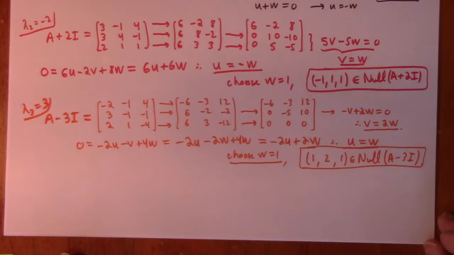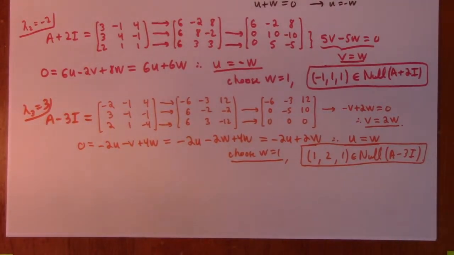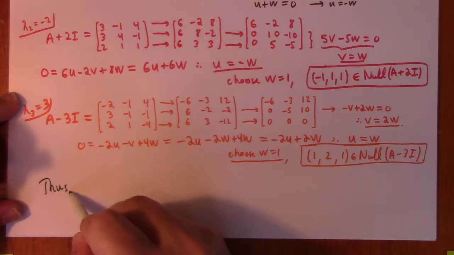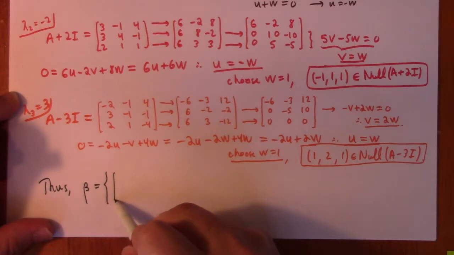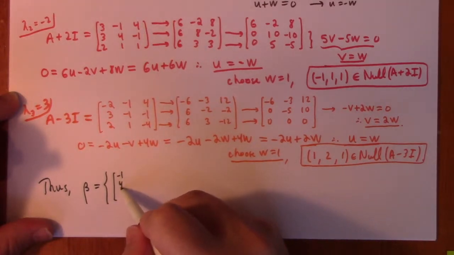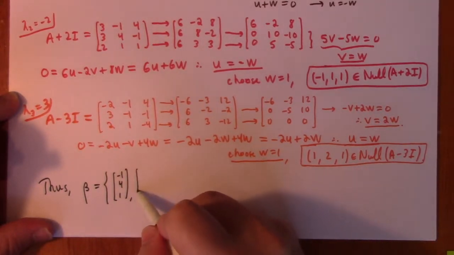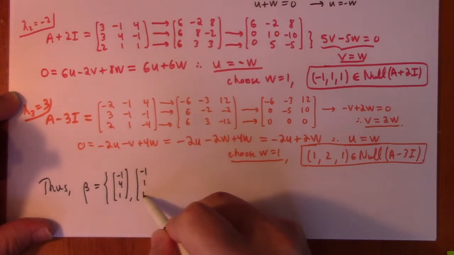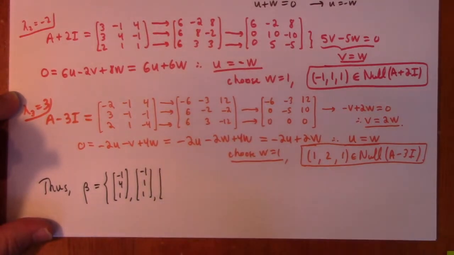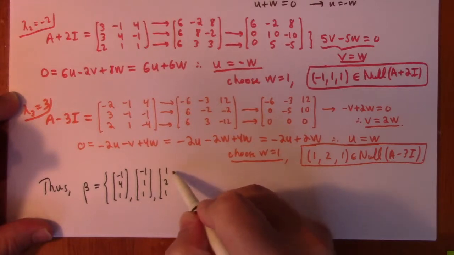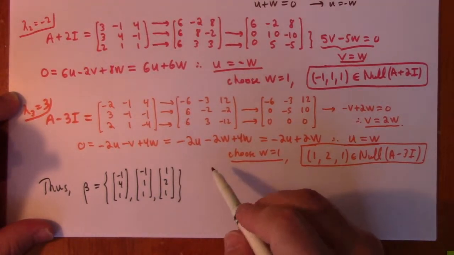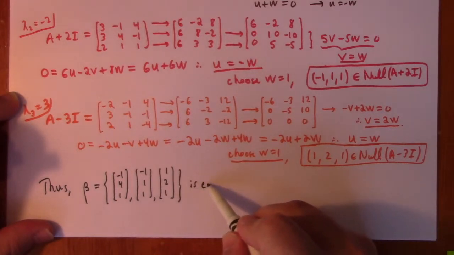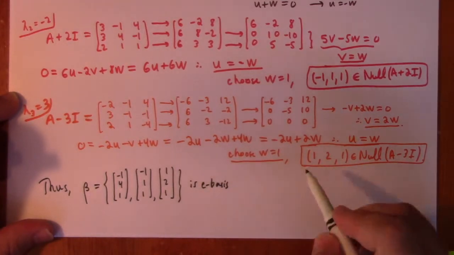Now, put that up a little bit. So what is our conclusion? Our conclusion is that, thus, if we use beta equals to, let's say, minus 1, 4, 1, comma, minus 1, 1, 1, comma, 1, 2, 1. This is an eigenbasis for A, and it's a basis of eigenvectors.